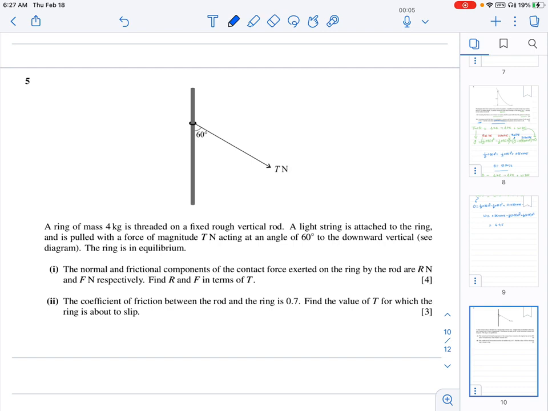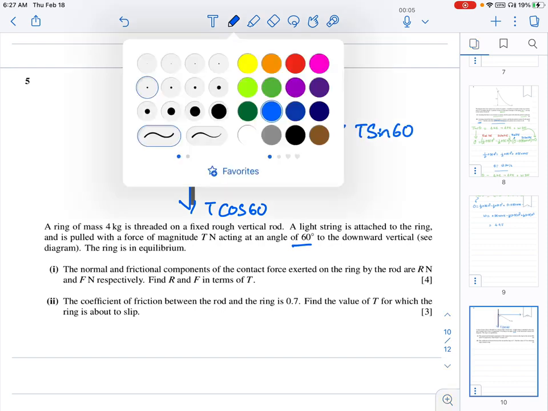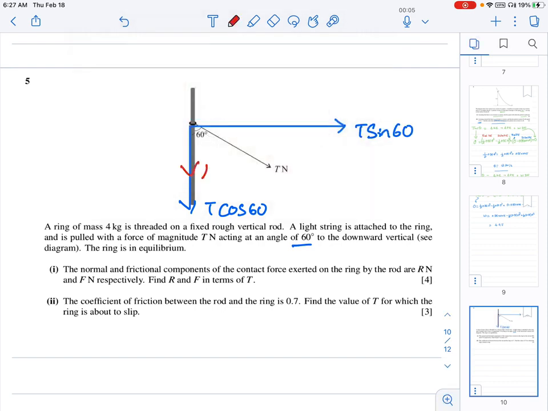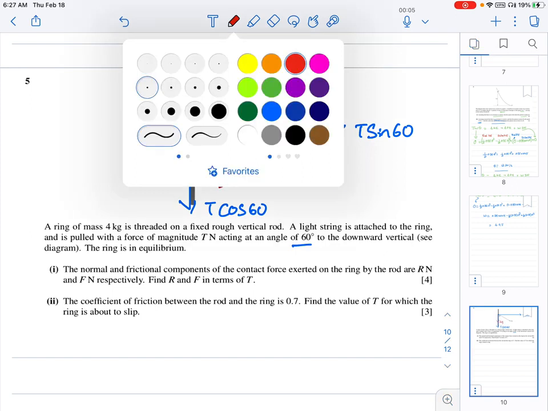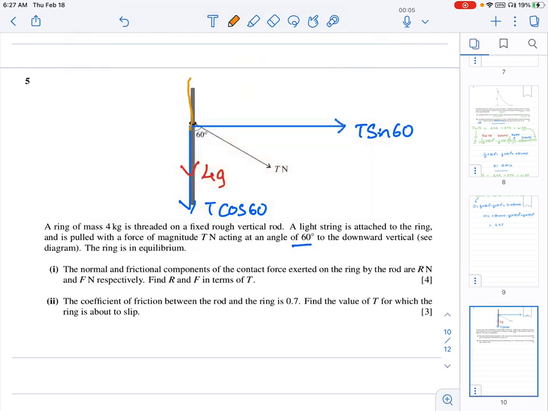And tension T is balanced with a force of magnitude T acting at 60 degrees. So draw this one. The T is acting downwards. So this has to be T cos 60 and perpendicular will be T sin 60. Apart from that, the weight also will be acting downwards, which is 4g. 4g also will be acting, and what will be acting upwards? A friction will be acting upwards. Frictional force.